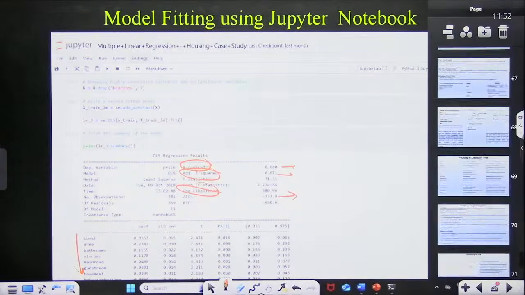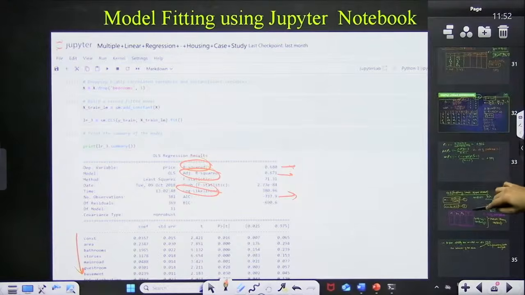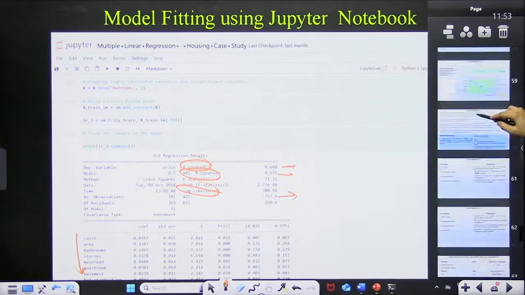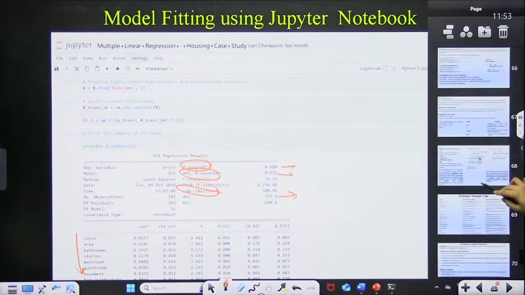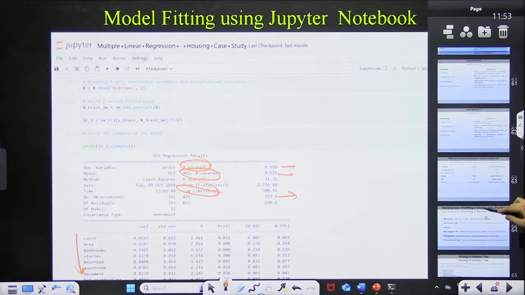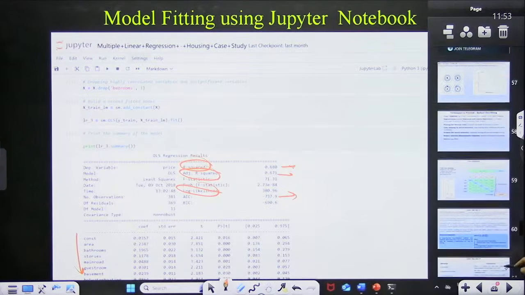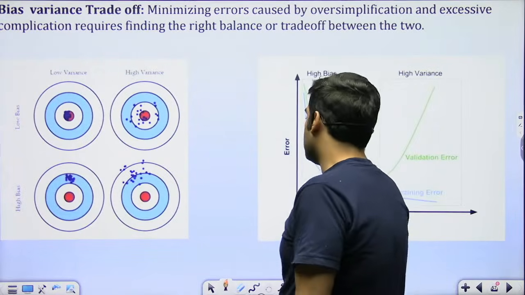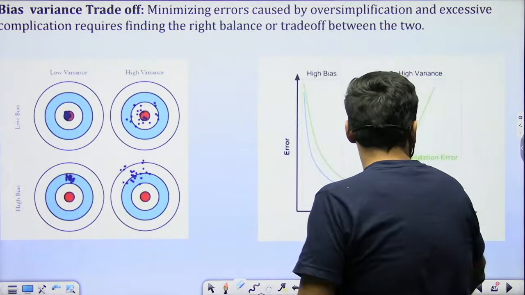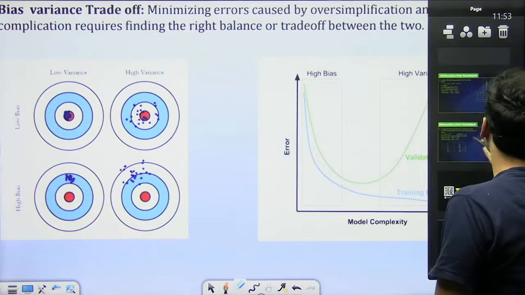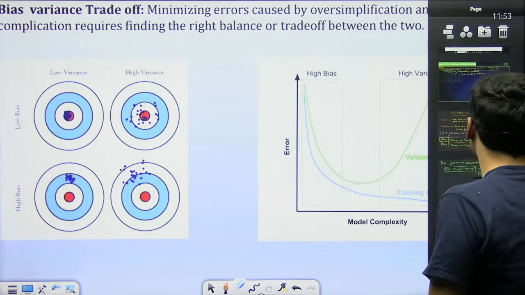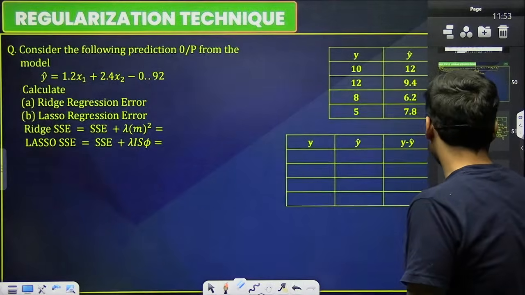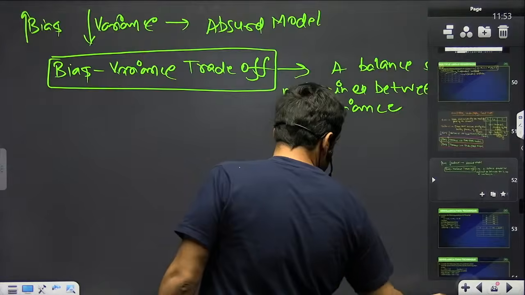So this is how I explained overfitting, underfitting, and good fit, along with the bias variance trade-off. Now I will give you certain measures by which you can avoid, eliminate or reduce overfitting.